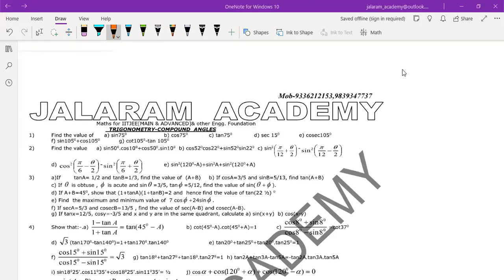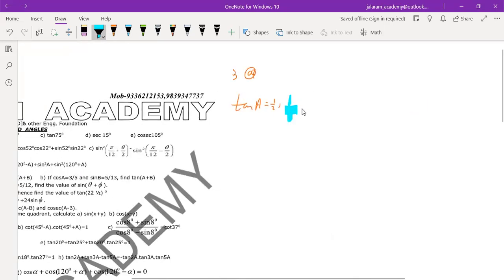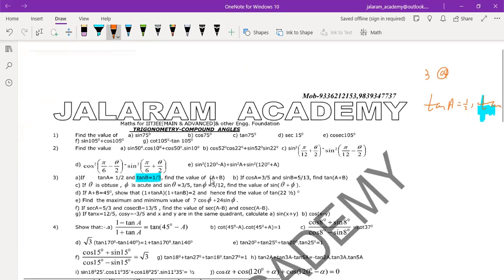So welcome back students. Now we'll discuss some important doubts of compound angles of trigonometric functions. Question number 3a: tan A equals 1/2 is given and tan B equals 1/3 is given. We have to find the value of A plus B only, not tan(A plus B).